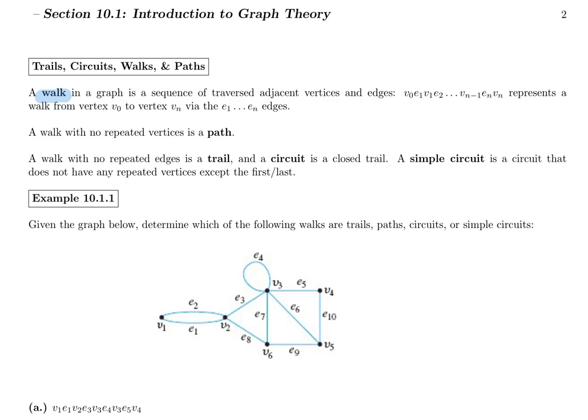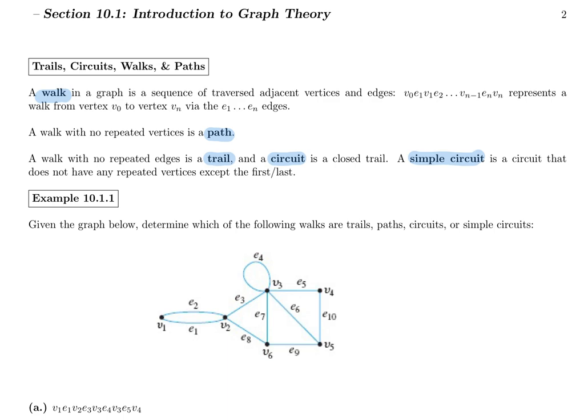A walk with no repeated vertices is a path. So notice it didn't say anything about edges, it just said vertices. So a walk with no repeated vertices is a path. A walk with no repeated edges is a trail. And a circuit is a closed trail, meaning that we close the circuit, which means we begin and end in the same place. A simple circuit, then, is a circuit that does not have any repeated vertices except for the first and last.